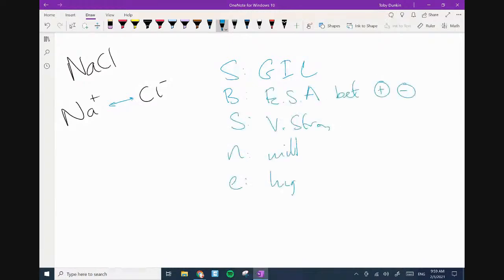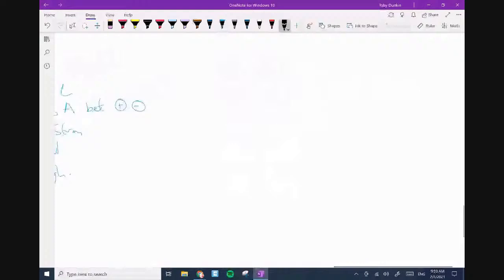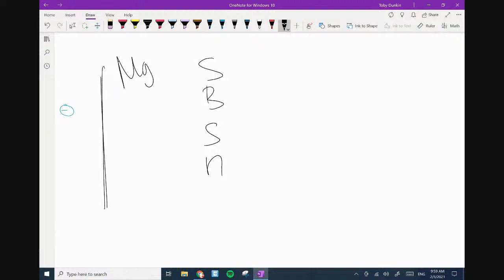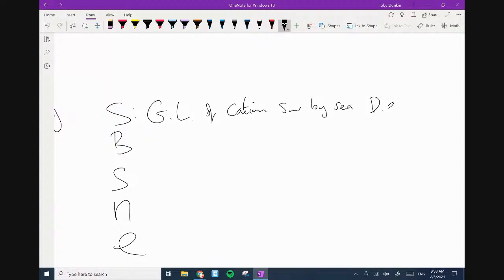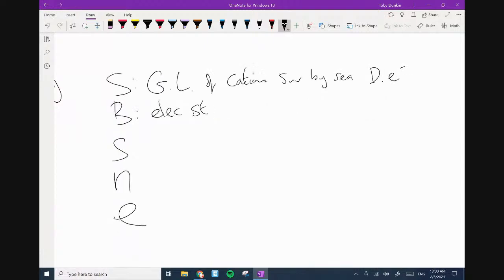And then if you have metals like magnesium, the next story, so describe the bonding in magnesium. We'd say this is a high melting point. Structure: it is a giant metallic lattice of cations surrounded by a sea of delocalized electrons. The bonds are the electrostatic attraction between cations and electrons. The strength is strong, number millions, energy high.